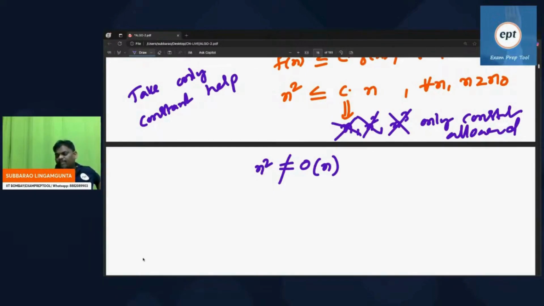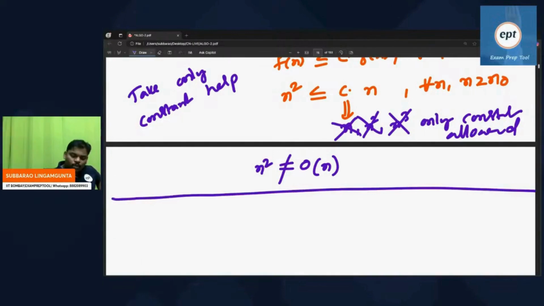By taking constant help, prove the right side bigger. That's what the big O notation is. Some people are asking, sir, what is omega? See this one. By taking constant help, prove the right side smaller.